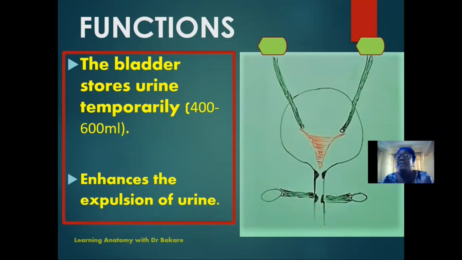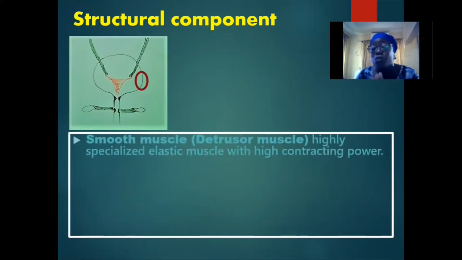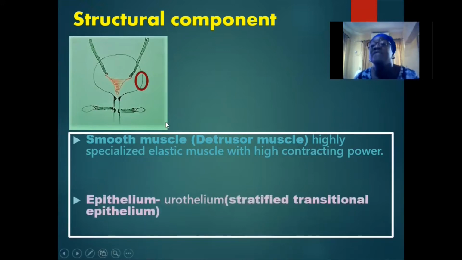to be released into the external environment. Structural components. If a section, let's say this section of the wall of the urinary bladder is taken, this is the structural component of what we would have in this space. And the first one is the smooth muscle. They are made up of specialized elastic fibers. So they have a very high capacity to expand and also to contract. And that is one of the structures that you see that makes up the wall of the urinary bladder. Then you have the urothelium.